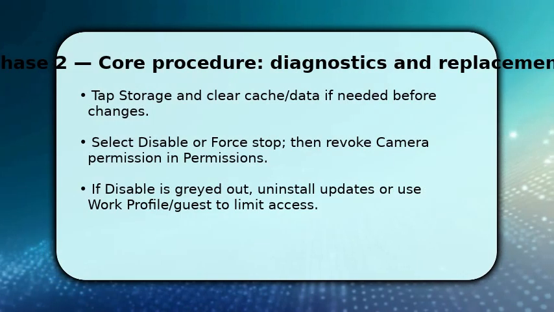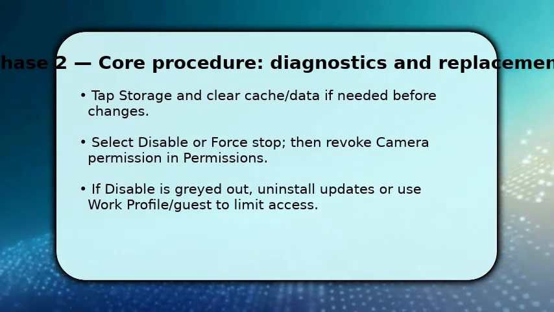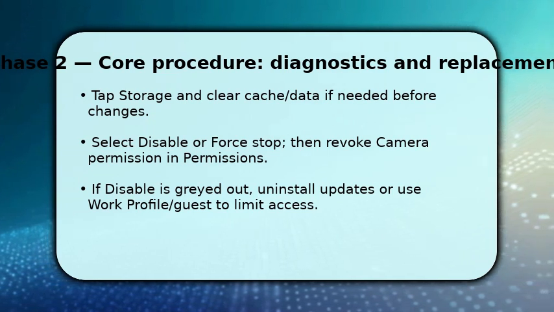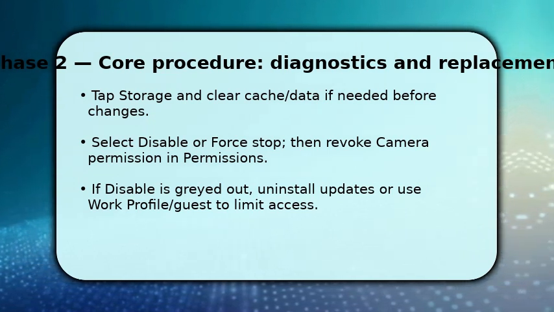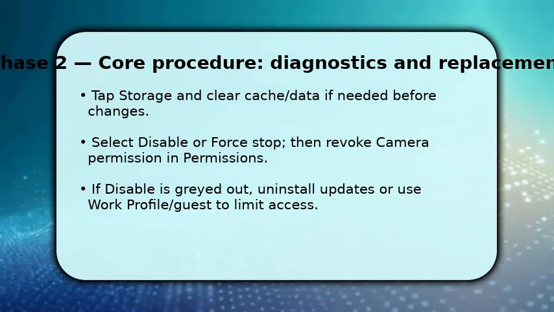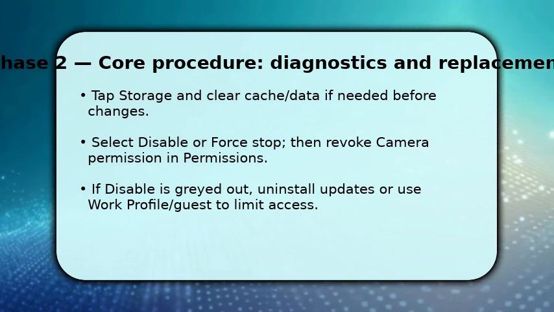You'll now remove camera functionality. First force stop to halt processes, then tap disable if available. This hides the app and stops it from running. Once disabled, go to permissions and revoke camera, microphone, and storage access so no app can call the module.